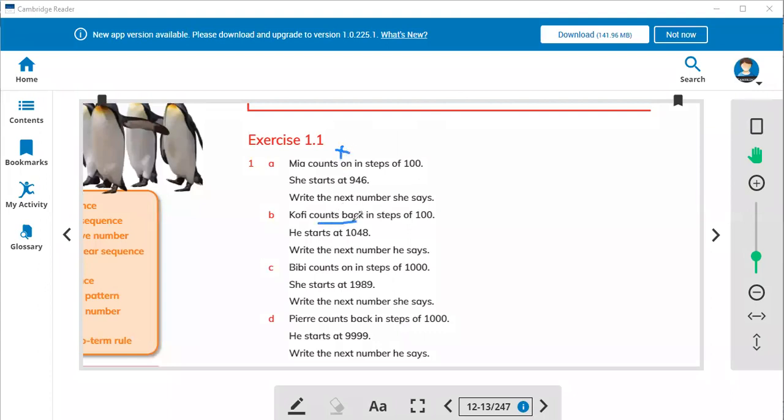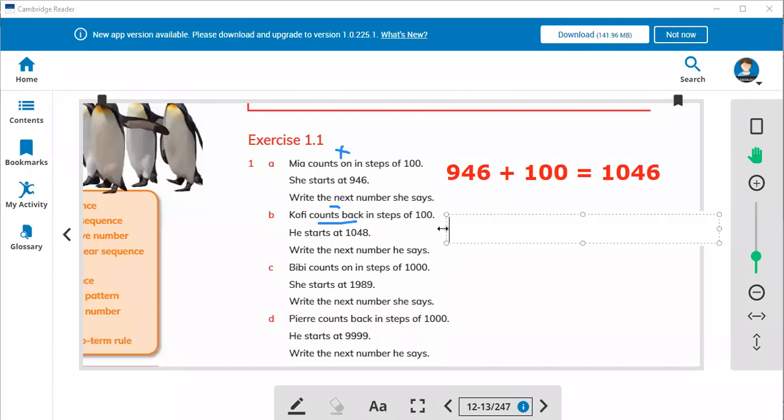And count back means minus. So let's do the first example. It says here, Maya counts on in steps of 100. She starts at 946. So we have to add, because it's a count on, plus 100 steps. So what is the final answer? That will be 1046. That is my final answer.